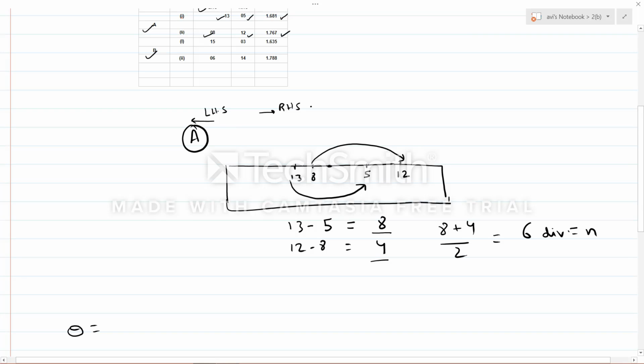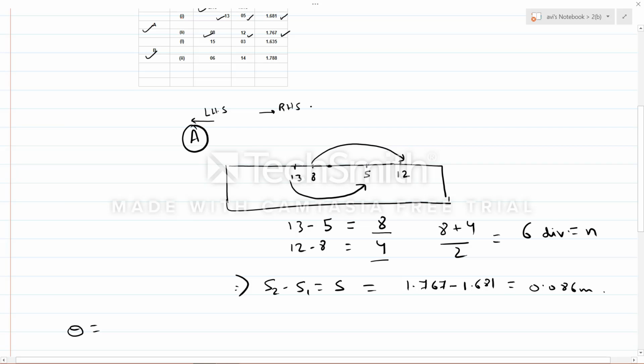And what is the staff intercept? Staff intercept is equal to S2 minus S1, that is S equal to 1.767 minus 1.681, which is equal to 0.086 meter.